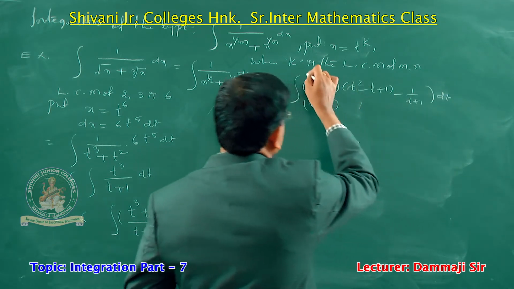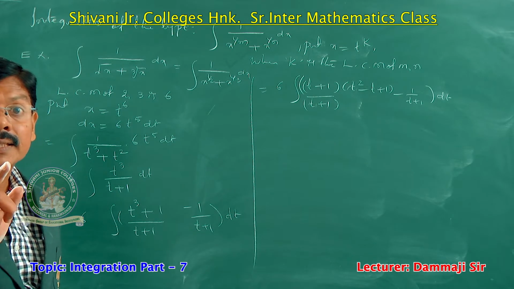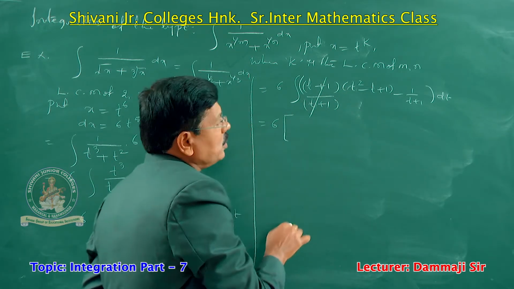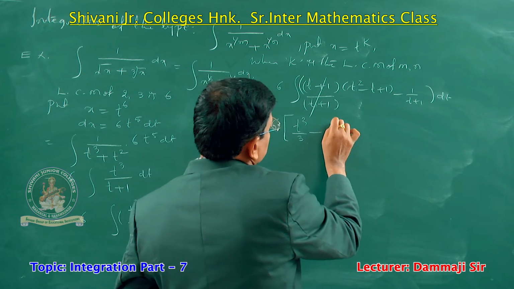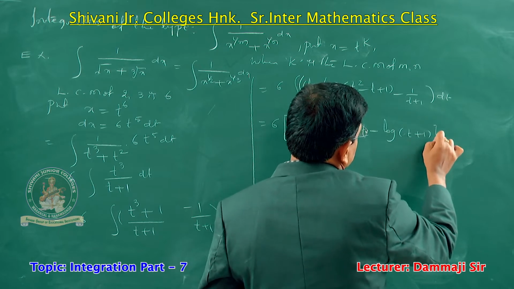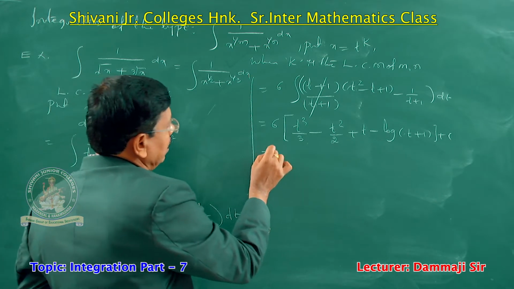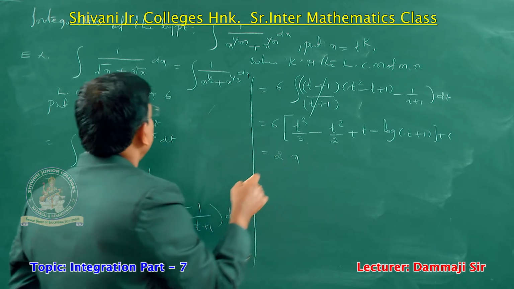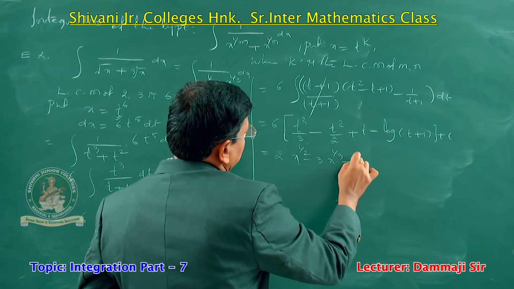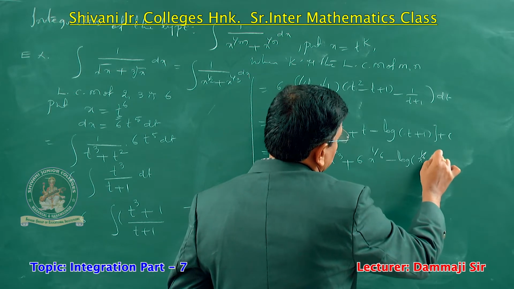Once again, a cube plus b cube is nothing but a plus b times a square minus ab plus b square. So the common factor gets cancelled. Next we have the integral of t square minus t plus 1 minus 1 by t plus 1, giving t cube by 3 minus t square by 2 plus t minus log of t plus 1. That's all. Now t is nothing but x power 1 by 6. So the result is 2 times x power 1 by 2 minus 3 x power 1 by 3 plus 6 x power 1 by 6 minus 6 log of x power 1 by 6 plus 1, plus c.